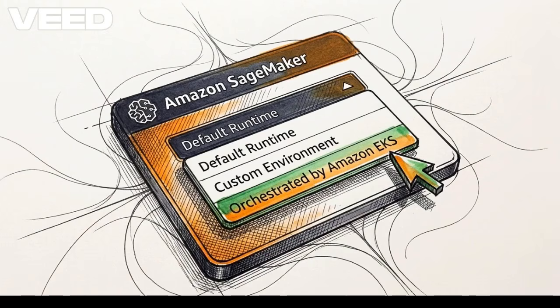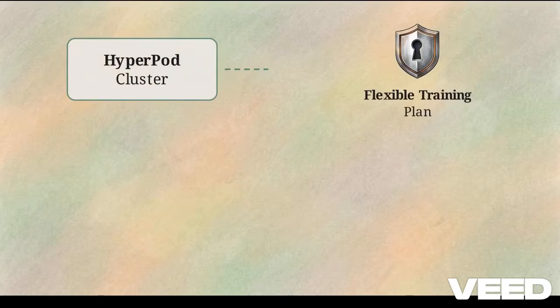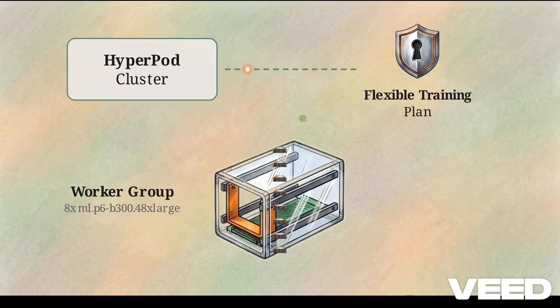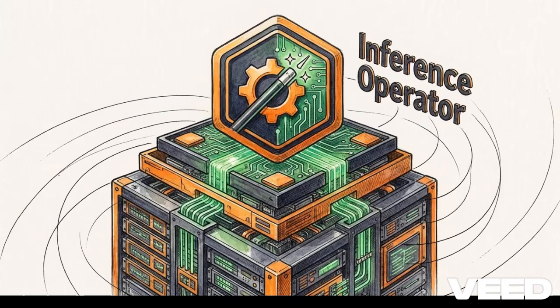Setup for the HyperPod cluster begins in the SageMaker console, selecting Orchestrated by Amazon EKS. Within the instance group settings, you must specify the ml.p6-b300.48x-large as the worker node type. You then link the cluster to your flexible training plan, which assigns the reserved capacity to your specific worker group.